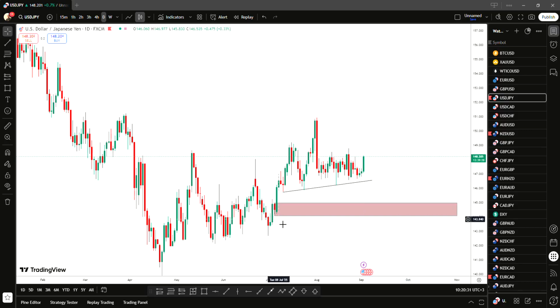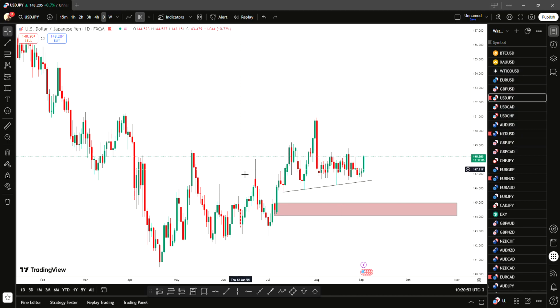So this is a weekly demand zone, which happens to also be a daily demand zone, in the same area. There is liquidity here, trend line liquidity, 1, 2, 3. Yes, 3 touches of trend line liquidity down there.